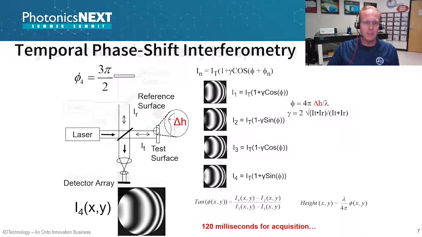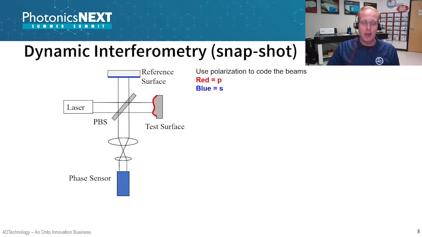Now, where dynamic interferometry comes in, and that's what we do with a lot of our equipment here at 4D, is you get a snapshot measurement kind of using very similar technology. So instead of translating through, what we do with the light coming from your source is we use polarization of that light to kind of code the beams off of the reference and test surface.